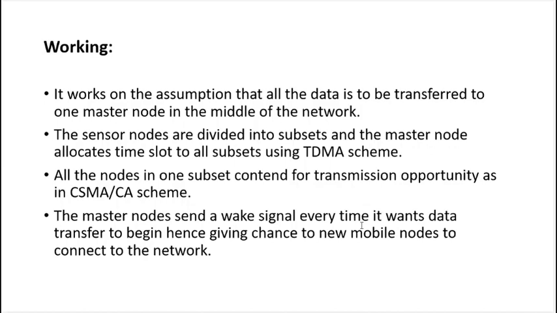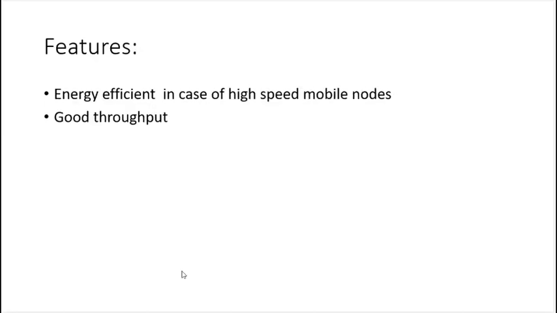The outermost subset is the first to transfer data towards the sink, and the other nodes behave as a relay for the outer layer. After the outermost subset has sent all its data, the next subset starts data transfer, and this continues till the innermost set of nodes have finished their data. The main features of this protocol are that it is energy efficient in case of high-speed mobile nodes, and it has good throughput because there is only one node that collects all the data.